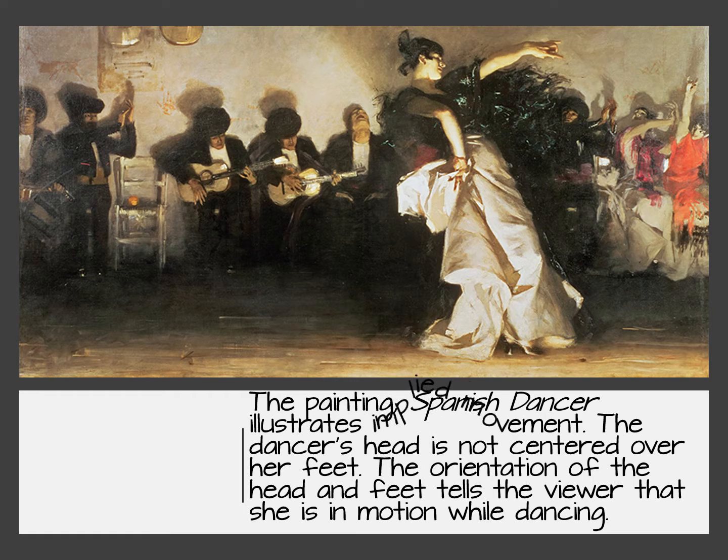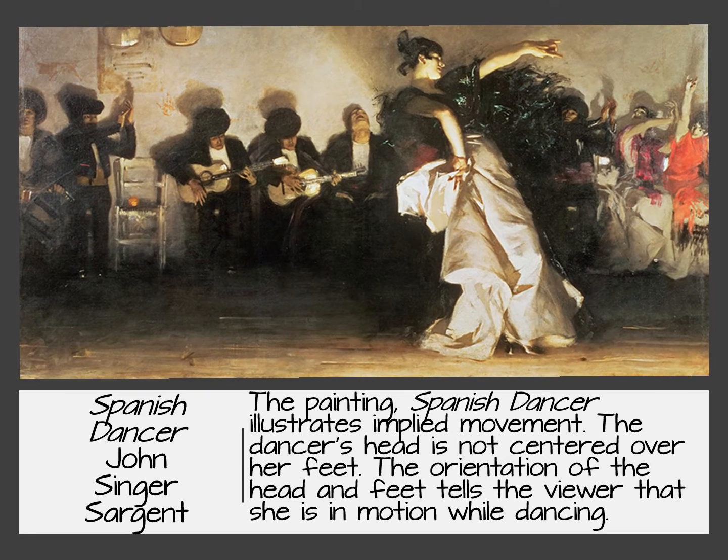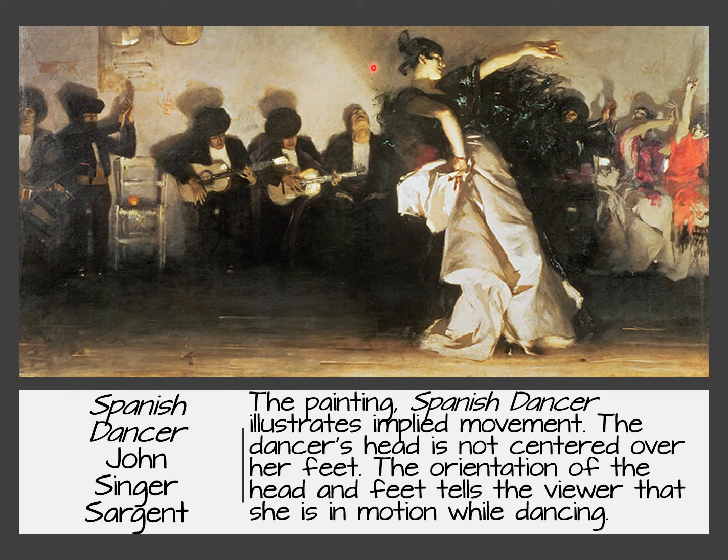In this artwork, the painting Spanish Dancer illustrates implied movement. The dancer's head is not centered over her feet. The orientation of the head and feet tell the viewer that she is in motion while dancing. You can see the artist has chosen to put her head much further over than where her actual feet are.